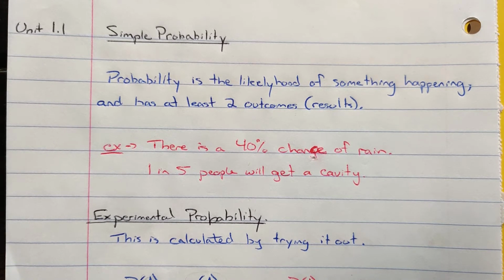There could be a 40% chance of rain. It's going to rain or not rain. Those are two possible outcomes. There could be more outcomes. You're going to roll a die and you have 6 possible outcomes then. You could have 1, 2, 3, 4, 5, or 6. So as long as there's 2 possible outcomes or more, we can create a probability, and that's how likely whichever event or outcome is to happen.